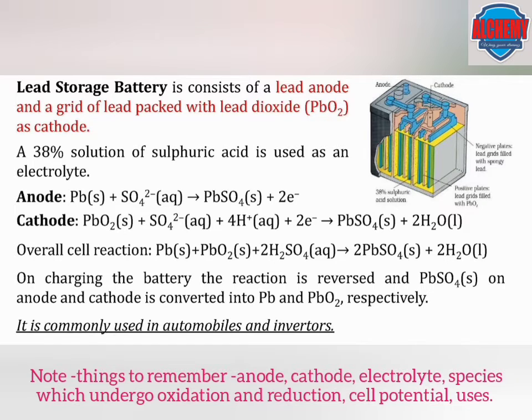The half reactions are given here. At the anode, lead undergoes oxidation and produces lead sulfate and 2 electrons. These electrons are then accepted by lead in lead dioxide, which gets reduced. The overall cell reaction is lead combines with lead dioxide and sulfuric acid to form lead sulfate and water.